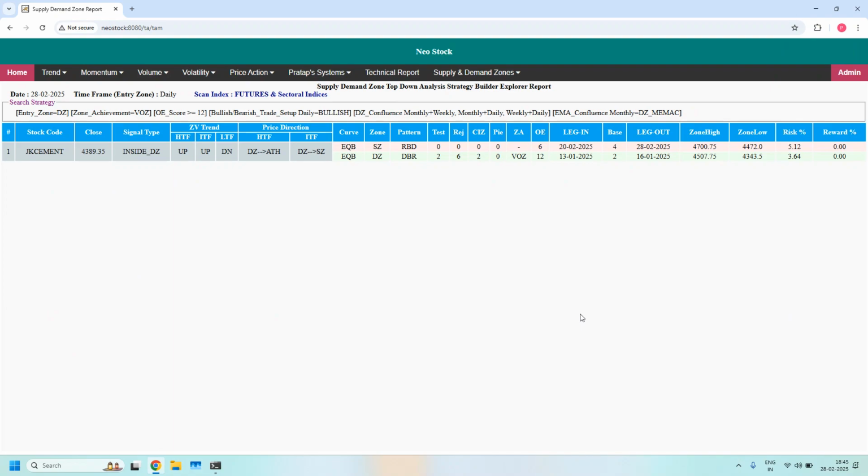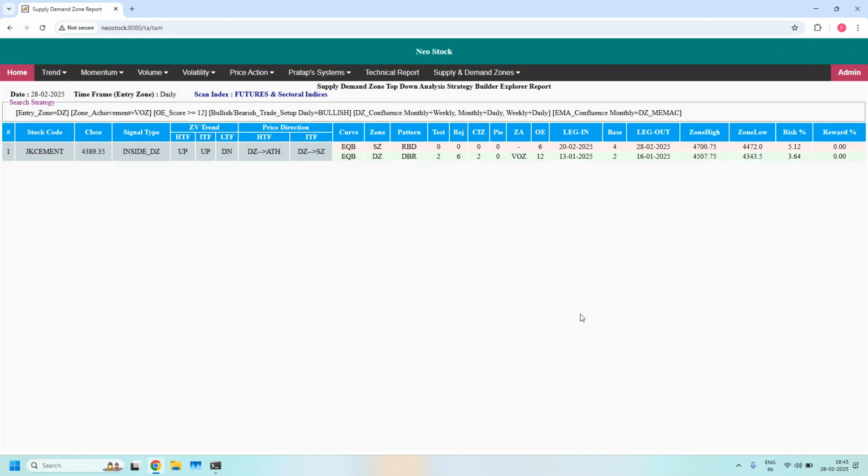Because daily is overlapped with weekly, weekly is having weekly EMA confluence. Again, daily and weekly together overlapped with monthly, that monthly demand zone also having monthly EMA confluence. Okay, this is bullish trade setup for monthly income trade.